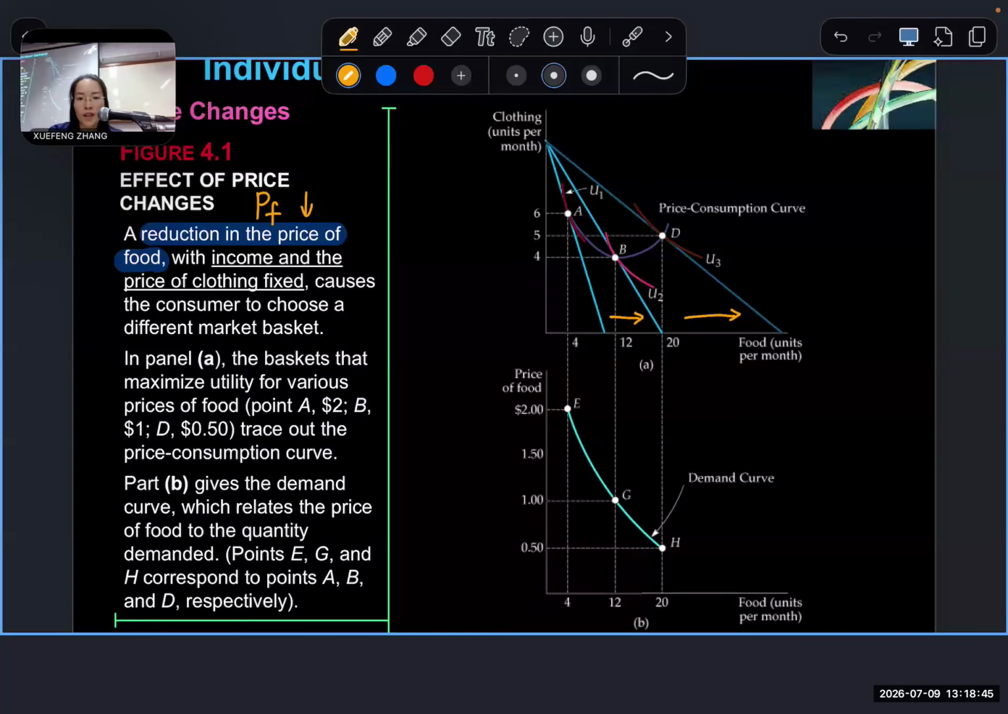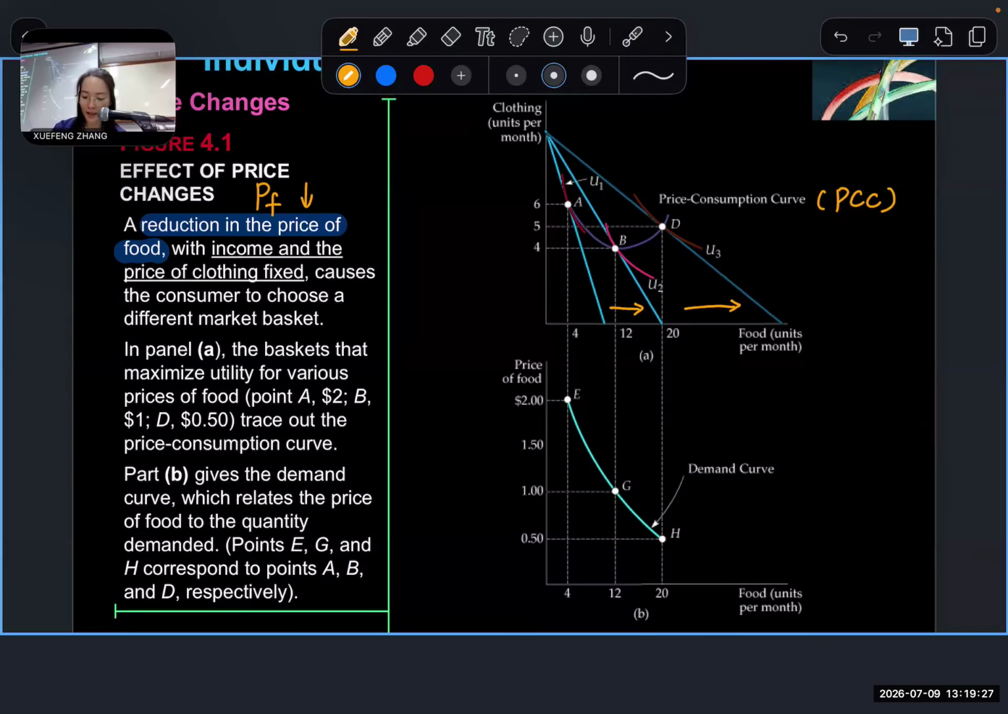And the individual here, he or she will find a new optimal point each time. Suppose the optimal point is A, right? And then move to point B and then move to point D, right? And if we connect all optimal points from A, B, D, then we have the price consumption curve, okay? This is the price consumption curve. In abbreviation it is PCC. Okay, this is the price consumption curve.